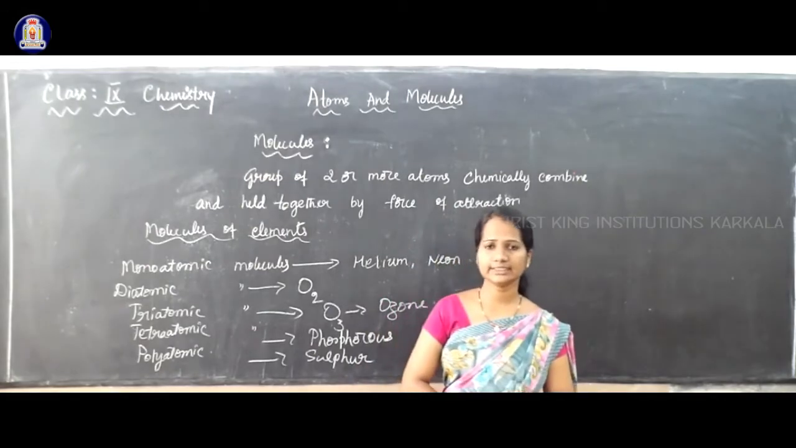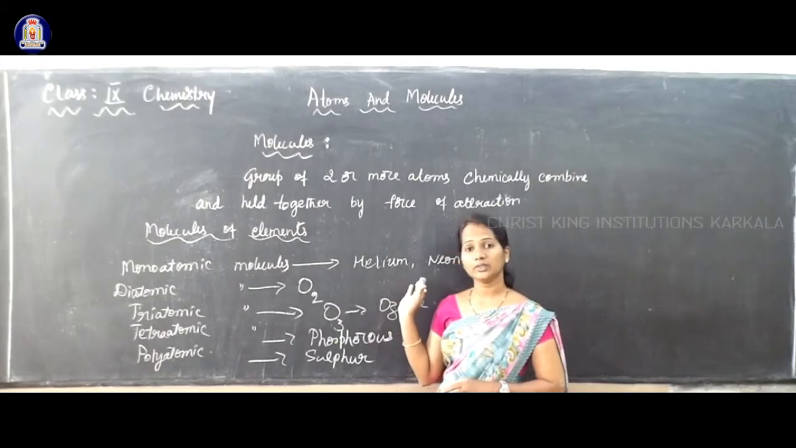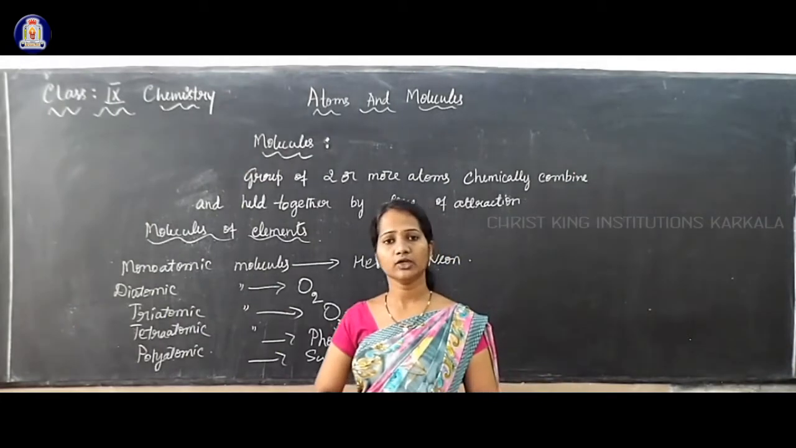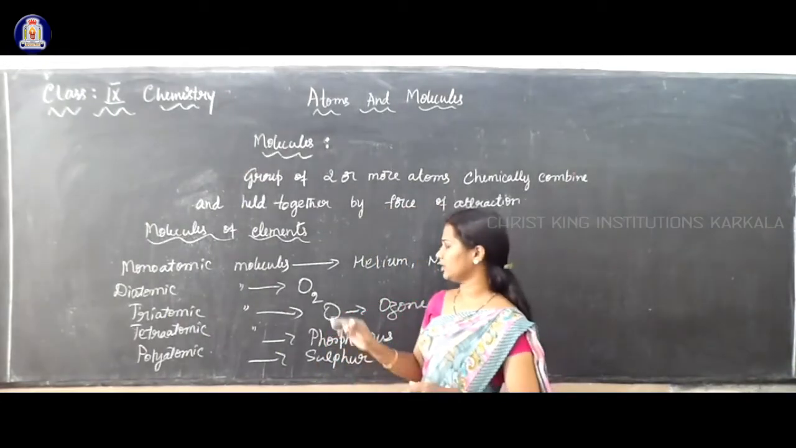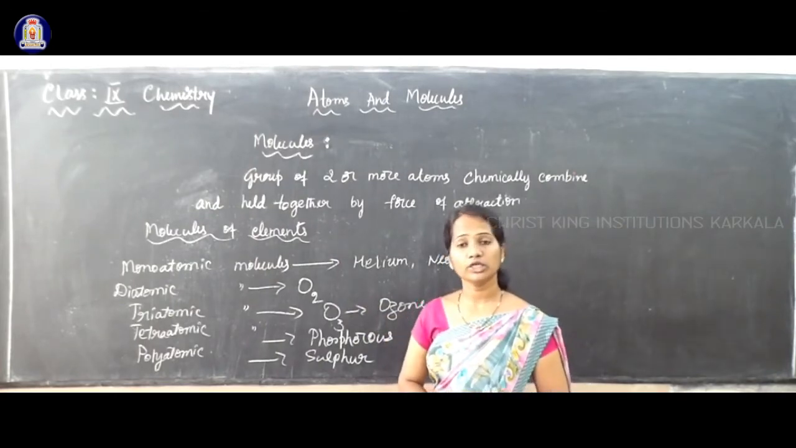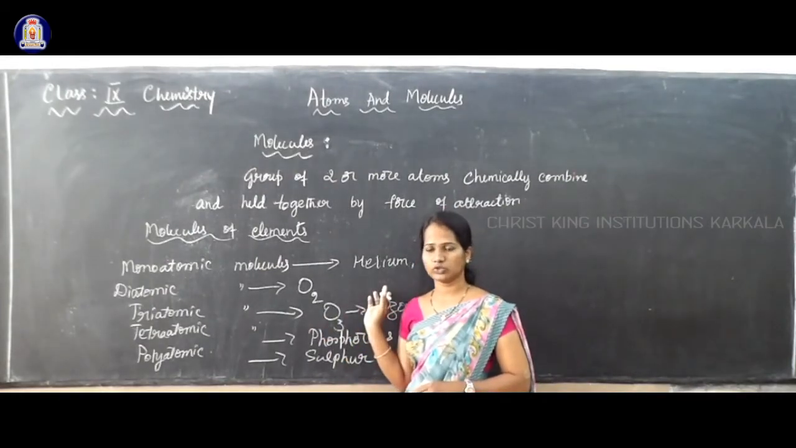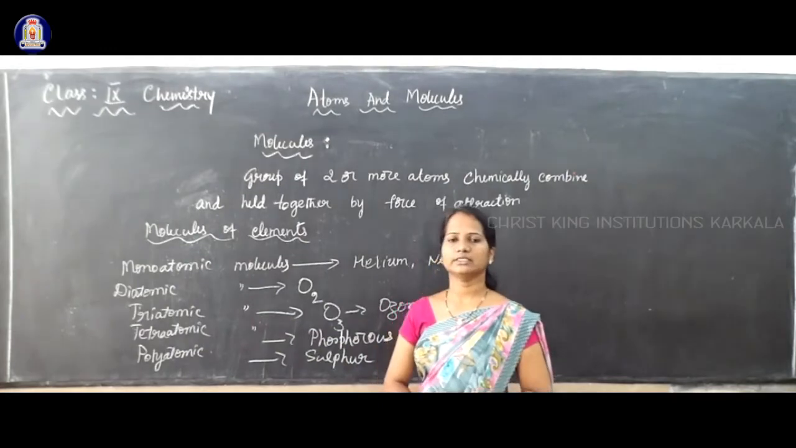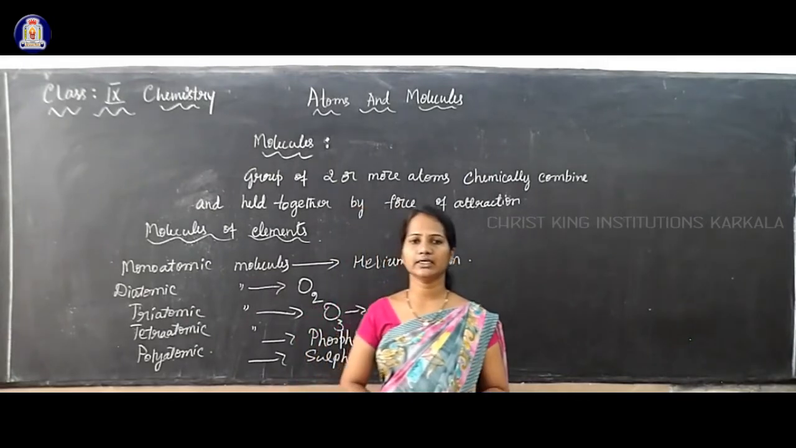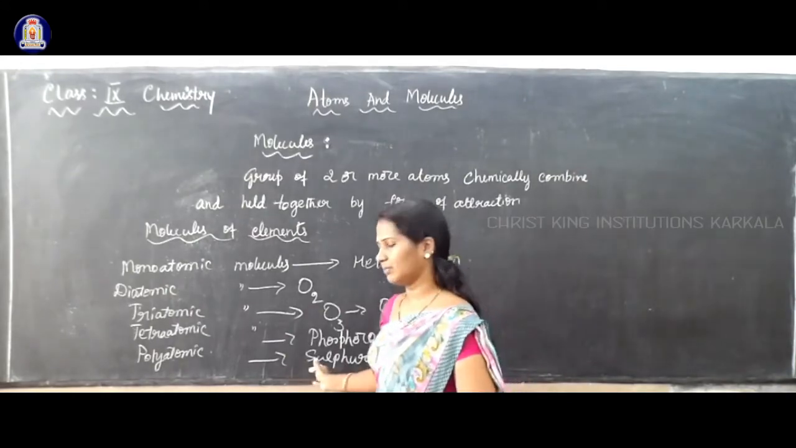Monoatomic molecule in the sense a molecule containing only one atom. You can give the example of helium, neon, etc. Diatomic molecule in the sense a molecule containing two atoms. We can give the example of oxygen molecule O2. Triatomic molecule in the sense a molecule containing three atoms. Example O3, which is ozone. Tetraatomic molecule in the sense a molecule containing 4 atoms, and if the molecule contains more than 4 atoms, we call it a polyatomic molecule. For example, sulfur.